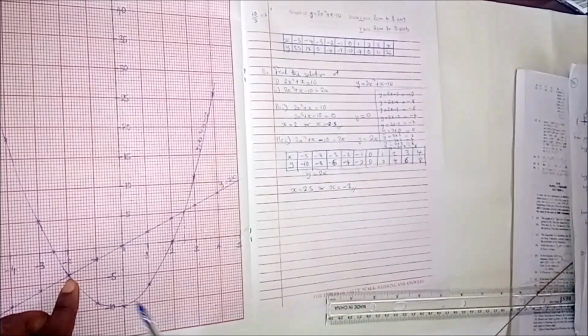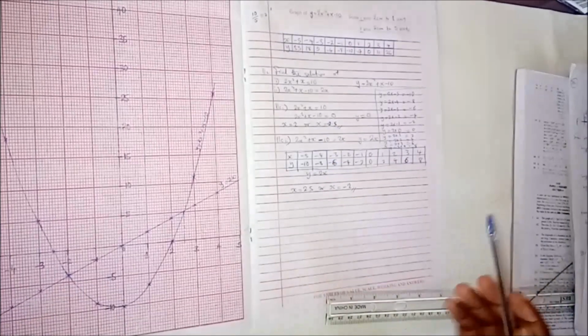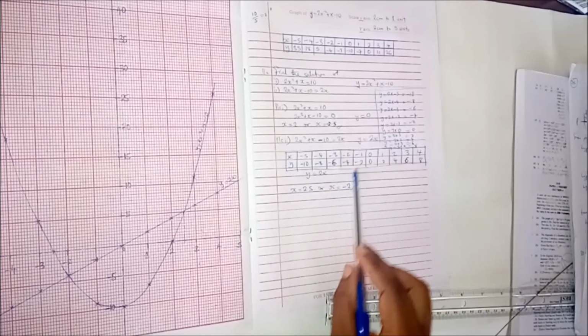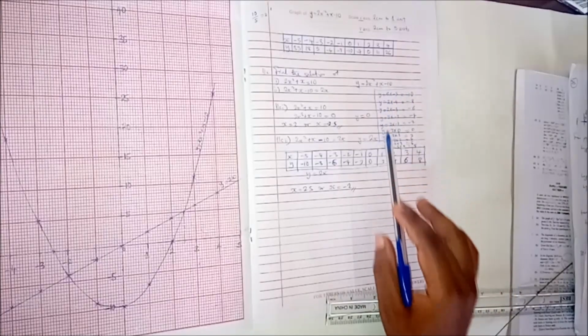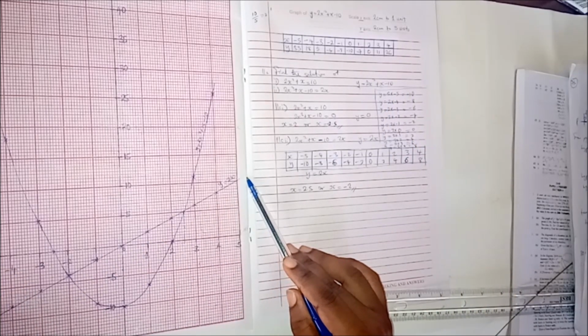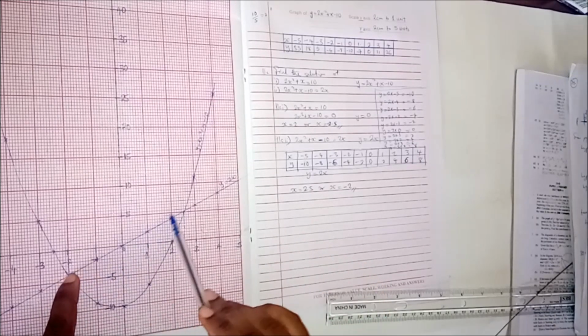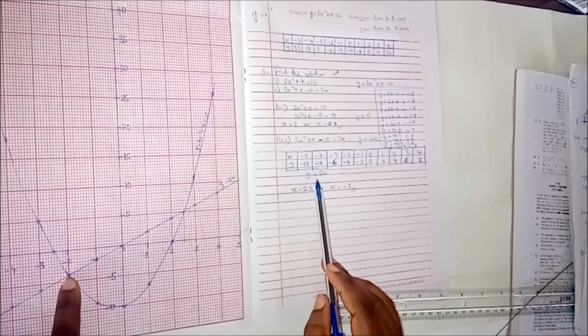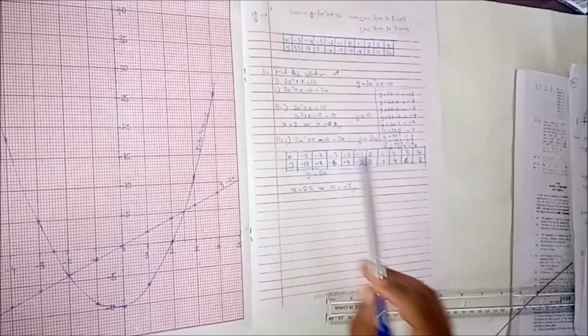So that is how you find the solution of the equation. And you can see how we did this here. We still had to form a table and plot the straight line graph, and where it touched the curve, that's where we have our point, which is the solution to the equation. That's the root of the equation.